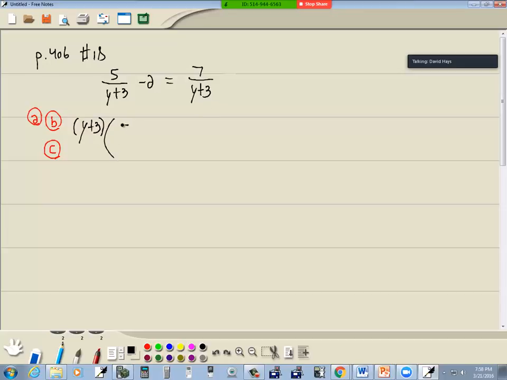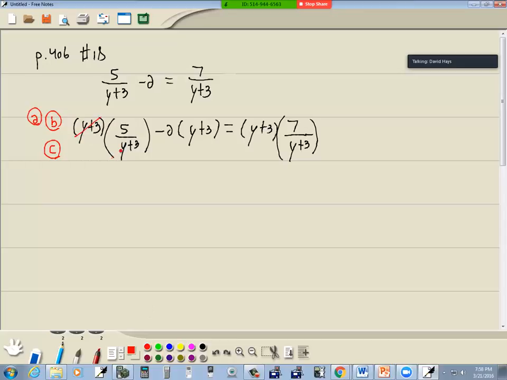So I'm going to multiply this times everything. I'll multiply it times the 5 over y plus 3. I'll take it and multiply it times the negative 2. And I'll multiply it times the fraction on the right side. Now when I say multiply by everything, I'm talking about what's separated by pluses, minuses, and equals. But you've got to keep single fractions together. So you can't split those apart. That's why they're all looked at as one.